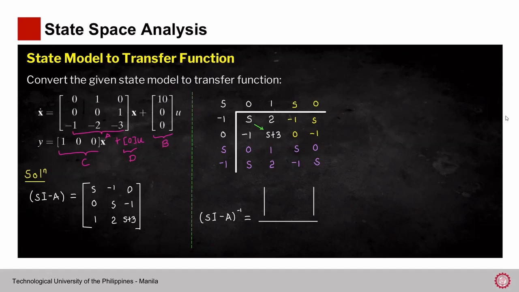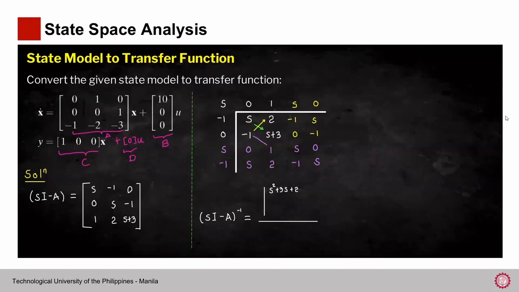Multiply niyo po dito. Okay, tas just the usual, no? Pag pababa is positive, pag pataas is change the sign. So, bali, S times S plus 3. So, this is nothing but S square plus 3S. And then yung pataas, that is negative 2, but change the sign. So, plus 2. Okay. Next naman, guys, yung pababa naman.